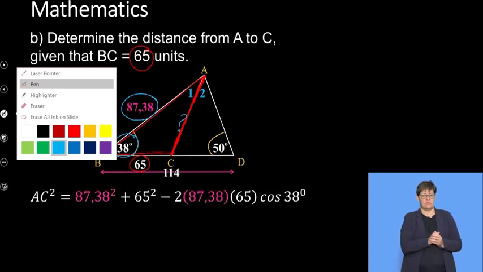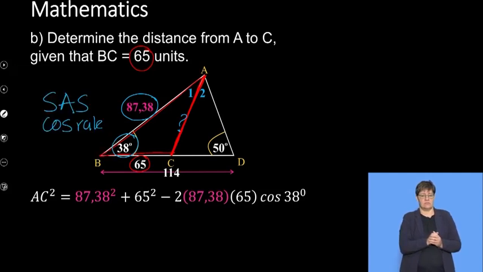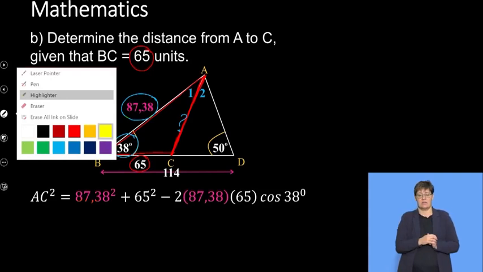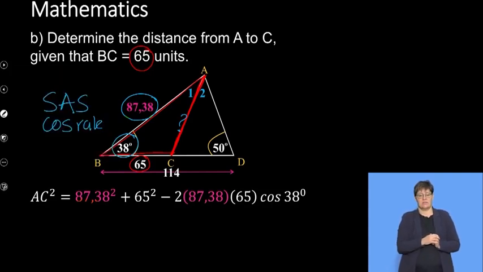Let me just grab my highlighter quickly. It's going to be that side squared, and that's where we get that from. That squared plus 65 squared, which is our other side. So 87,38 squared plus 65 squared, minus 2 times 87,38 times 65 times the cos of the angle in between. And the angle in between, remember, was 38. So therefore we put cos of 38.